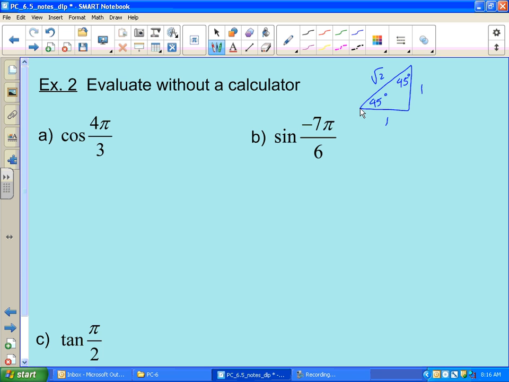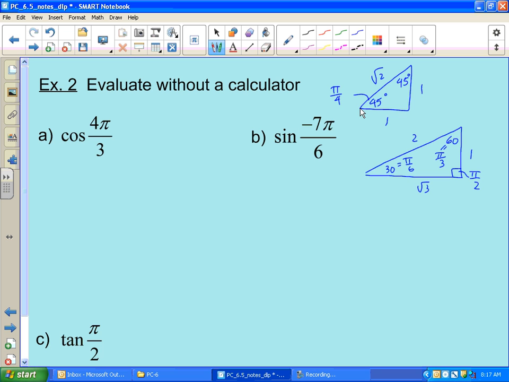1, 1, root 2, and then we have our 30, 60, 90 triangle: 1, root 3, 2. And remember, those can all be in radians as well. So pi over 6 for 30 degrees, and pi over 3 for 60, and pi over 2 for 90, and pi over 4 for 45 degrees.